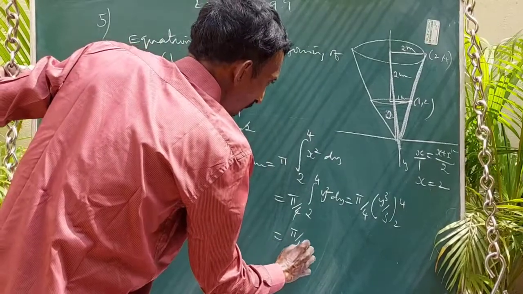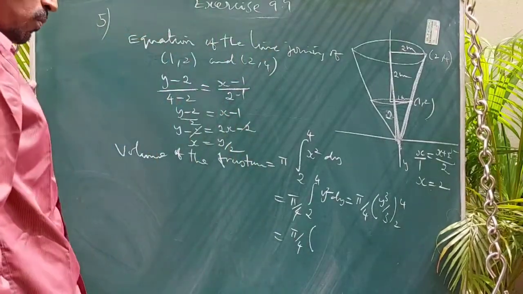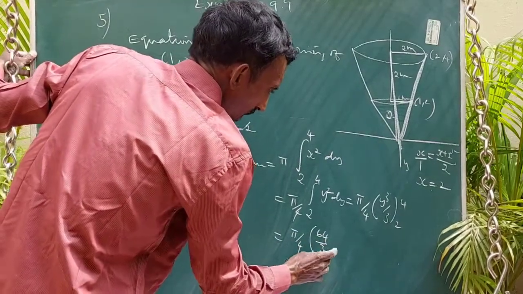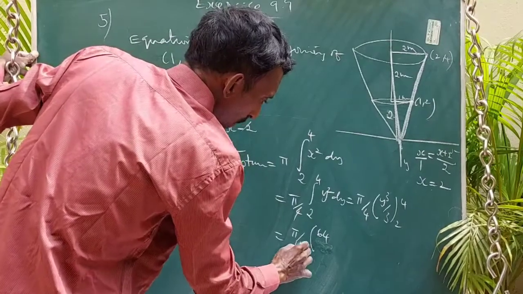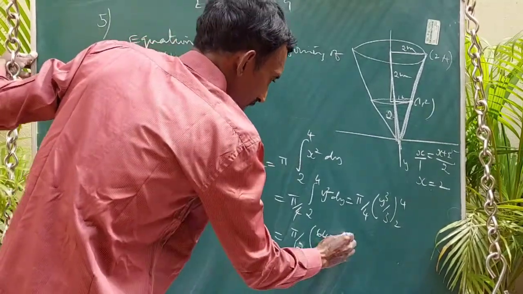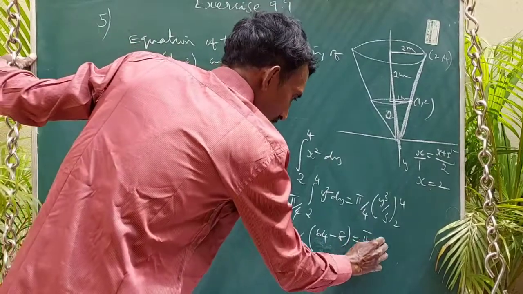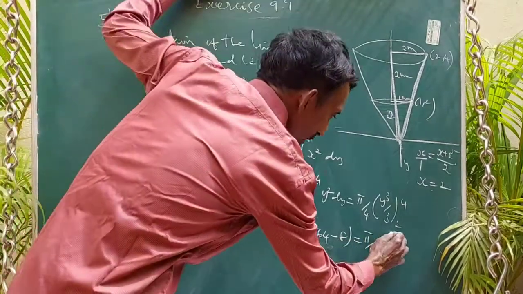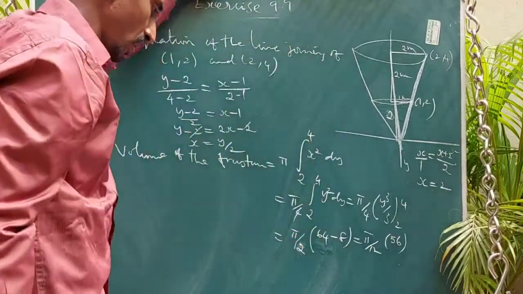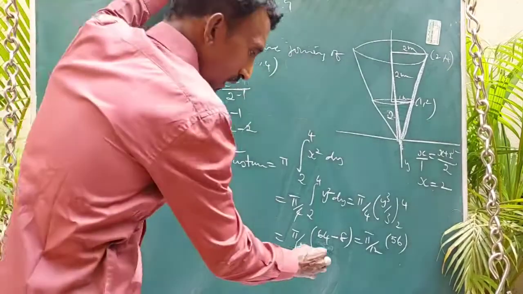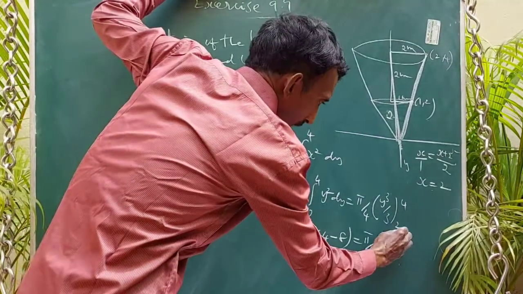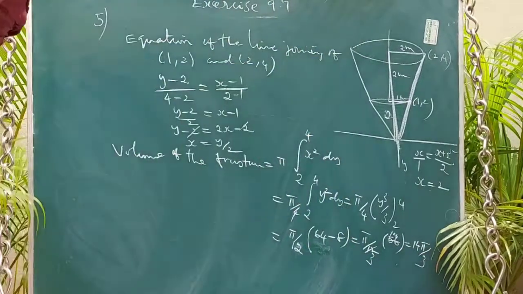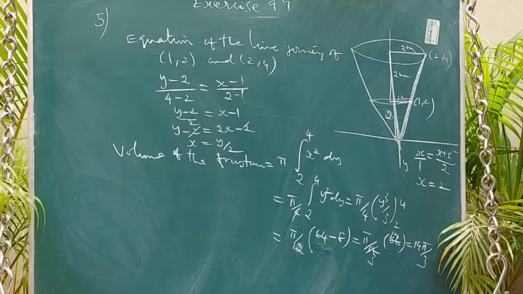Now pi by 4, put the upper limit. 4 cube, that is 64 by 3, or you can take 3 outside, so it becomes 12. 64 minus 8. So pi by 12 into 64 minus 8, so 56. If you want, you can cancel by 4: here 3 times, here 1 times, 4 times. So 14 pi by 3 cubic units.